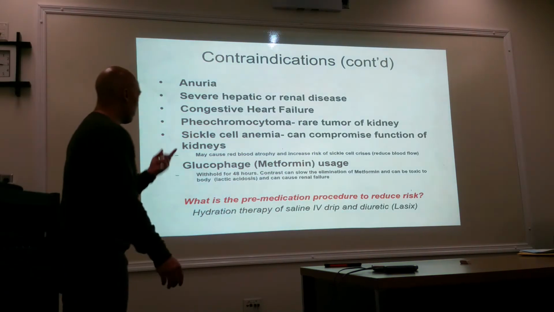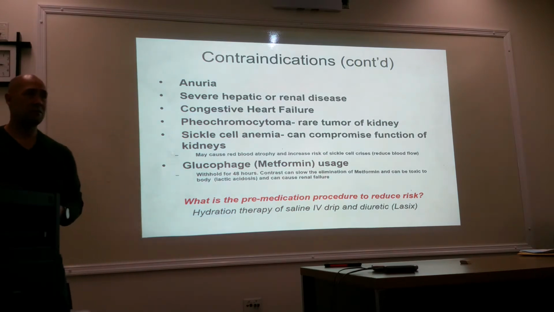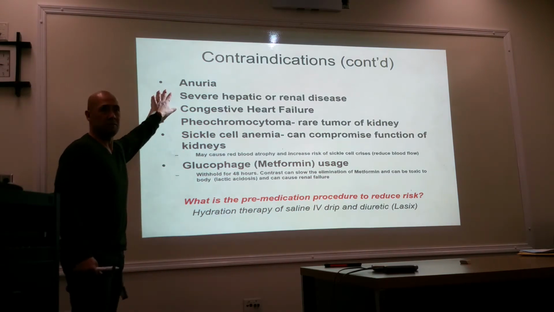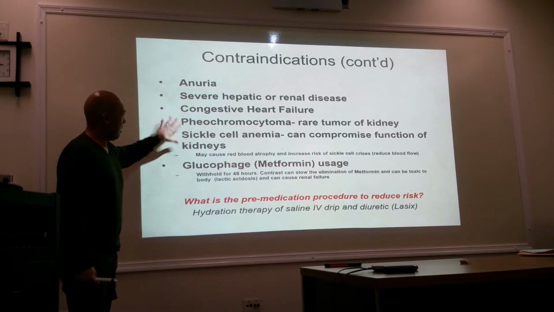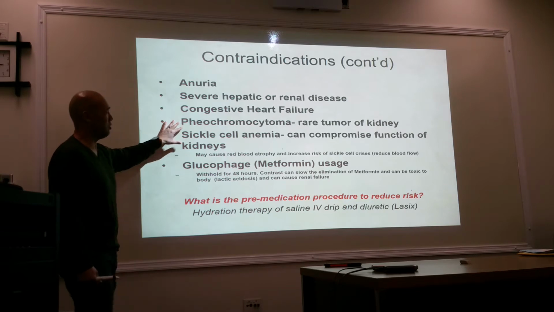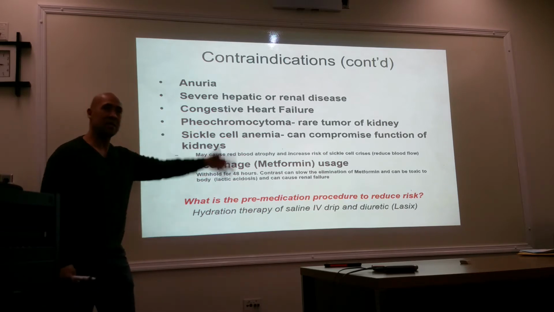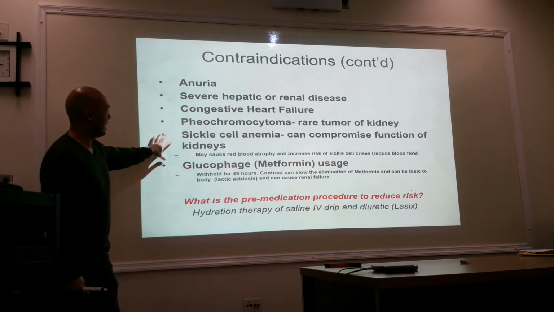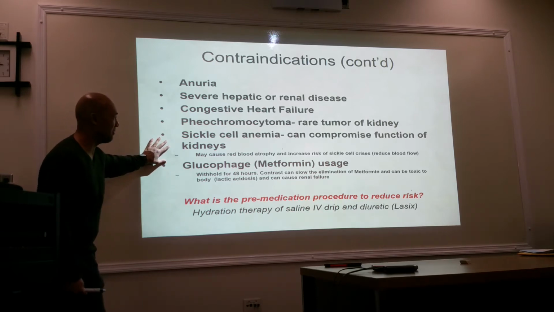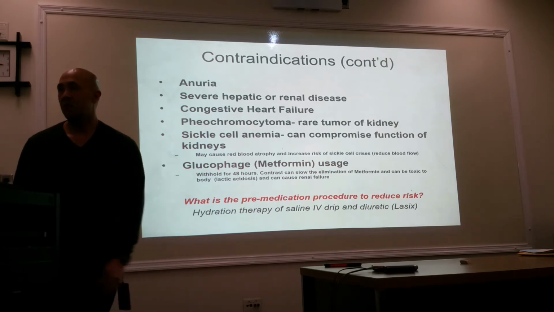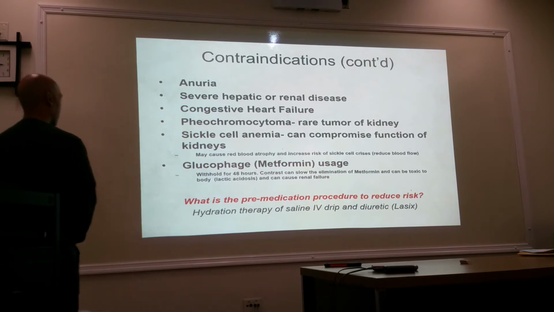Okay, other contraindications, anuria. If they're not producing urine, there's probably something wrong with their kidneys, right? Severe hepatic or renal disease, congestive heart failure, pheochromocytoma, a rare tumor of the kidney, anything that has to do with the kidney, these are all contraindications. Sickle cell anemia can compromise the function of kidneys, may cause red blood cell atrophy, and increase risk of sickle cell crisis or reduced blood flow.